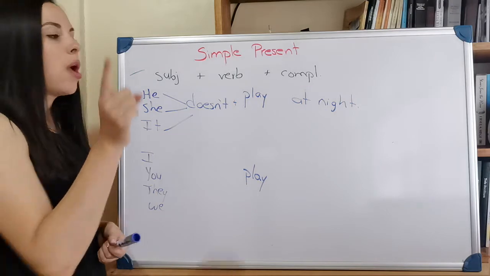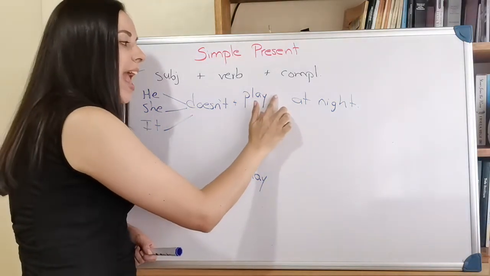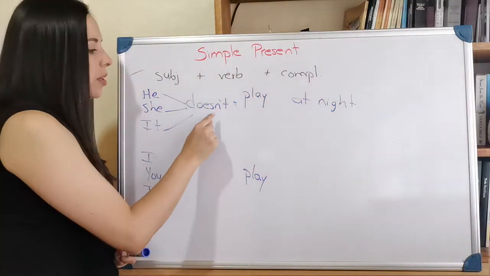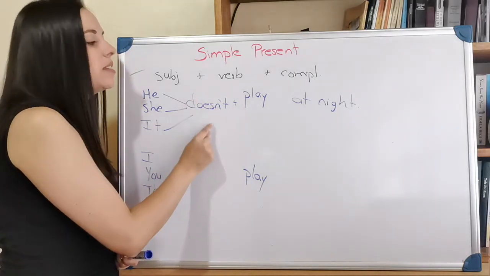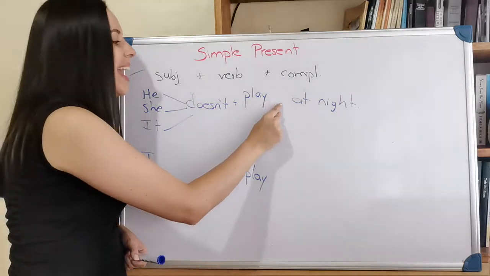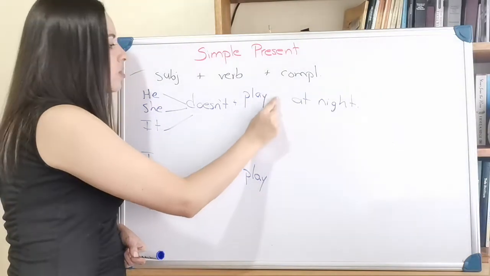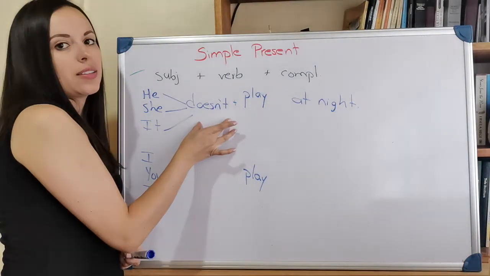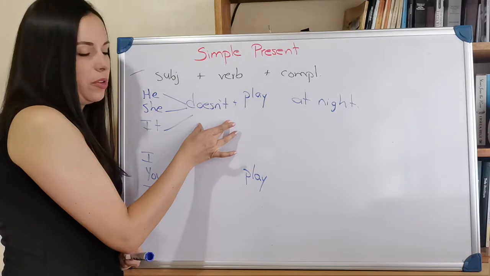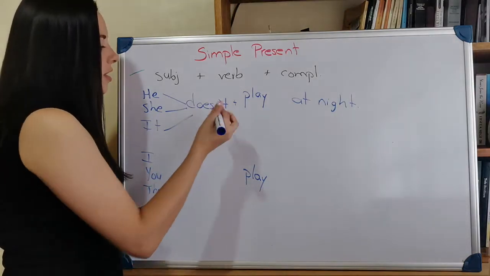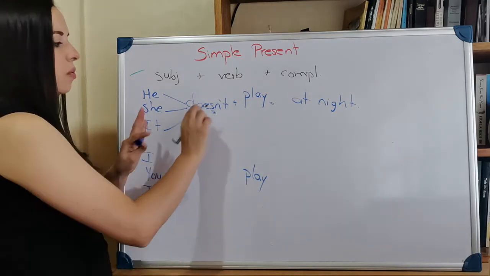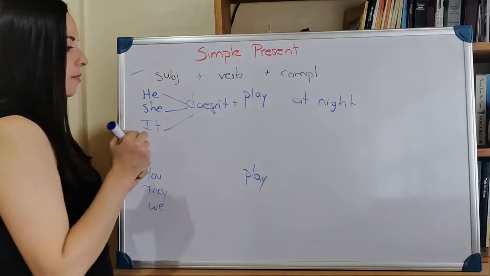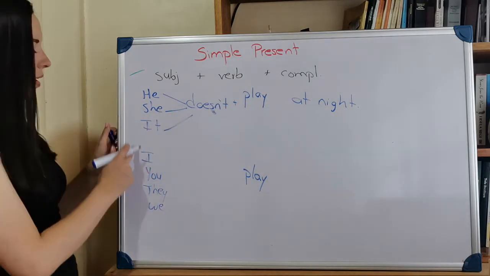Very important. Why is the s not here? Because here we have the s. Okay, the s is already in the doesn't. So we never ever use the s on the verb when the sentence is negative. Never, okay? So the s is here. This s was the one that was here. So we already have it here. We delete it from here. Okay? And what happened with them?